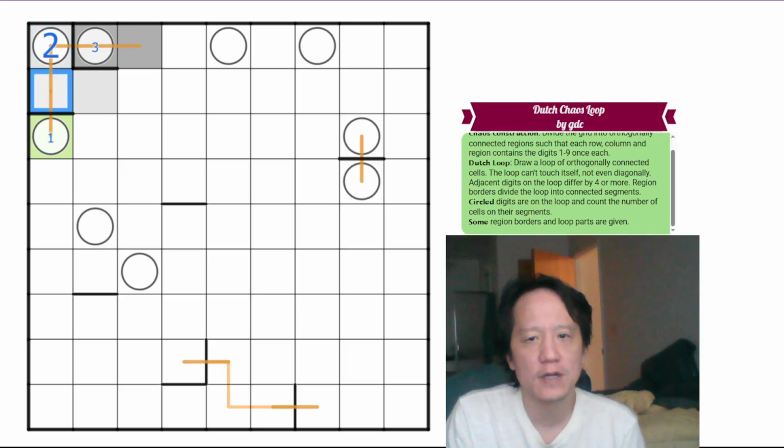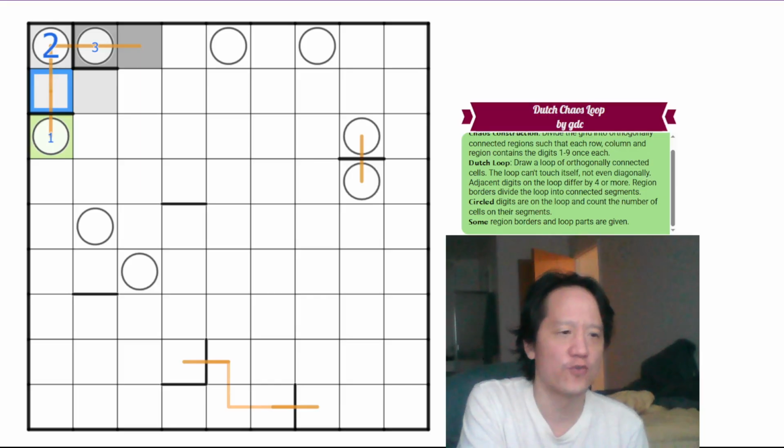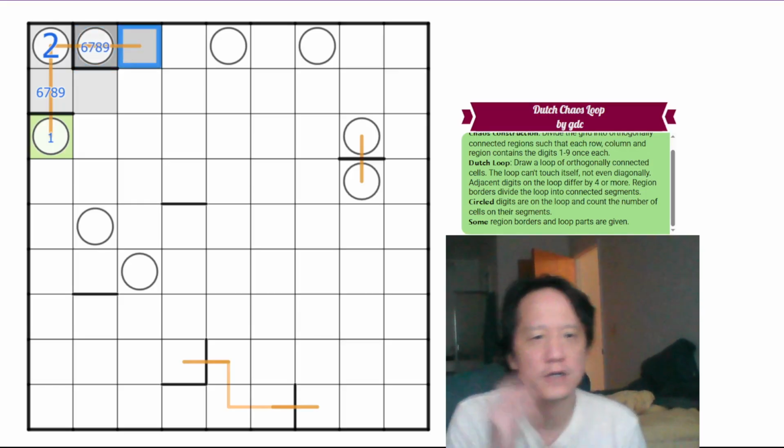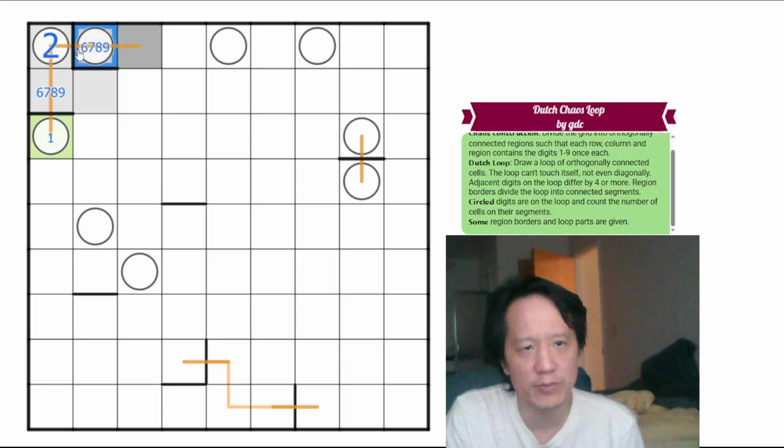This has to be at least 4 or more away from 2. So this is 6, 7, 8, 9. This is 6, 7, 8, 9. So this segment must be 6, 7, 8, 9. And it cannot touch this. It cannot be in the same region as this.